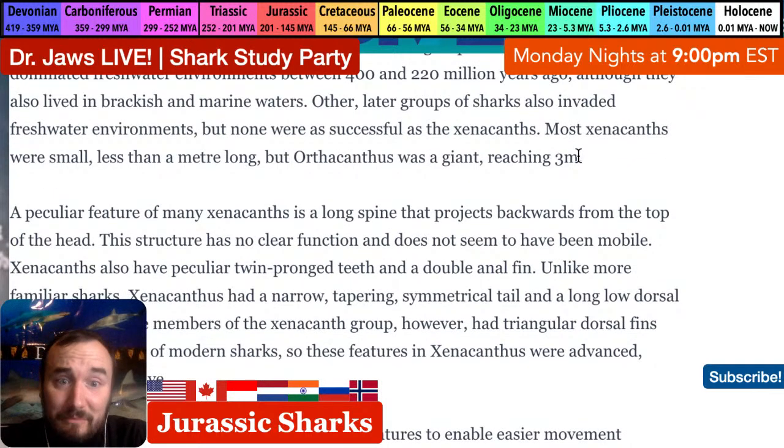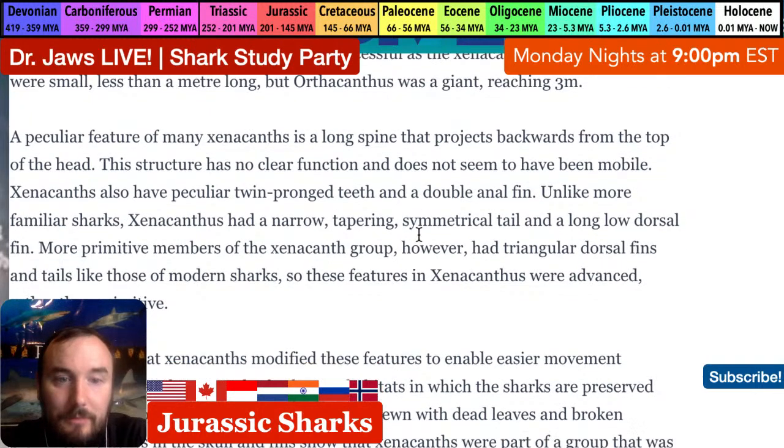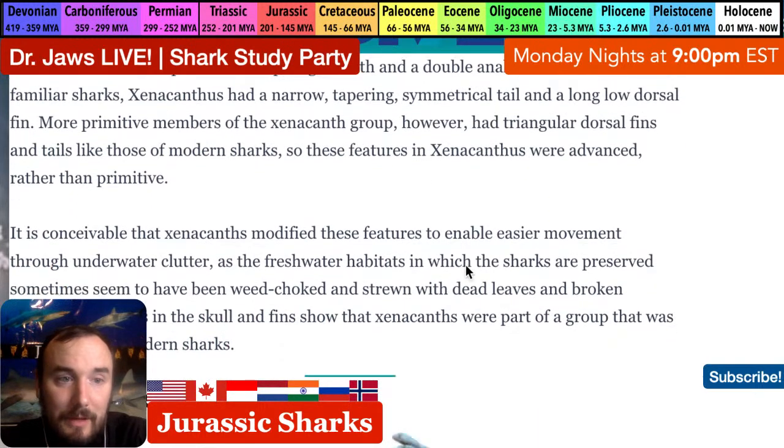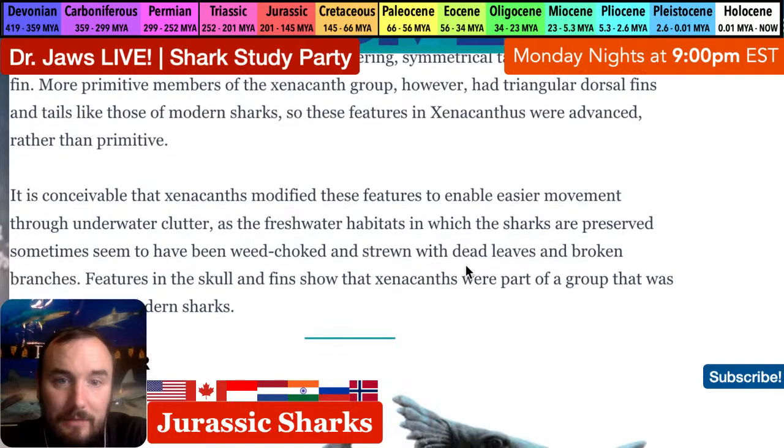A peculiar feature of many xenocanths is a long spine that projects backwards from the top of the head. This structure has no clear function and does not seem to have been mobile. Xenocanths also have peculiar twin-pronged teeth and a double anal fin. Unlike more familiar sharks, Xenocanthus had a narrow, tapering, symmetrical tail and a long, low dorsal fin. More primitive members of the Xenocanth group, however, had triangular dorsal fins and tails like those of modern sharks, so these features in Xenocanthus were advanced rather than primitive. It is conceivable that Xenocanths modified these features to enable easier movement through underwater clutter, as the freshwater habitats in which the sharks are preserved sometimes seem to have been weed-choked and strewn with dead leaves and broken branches.